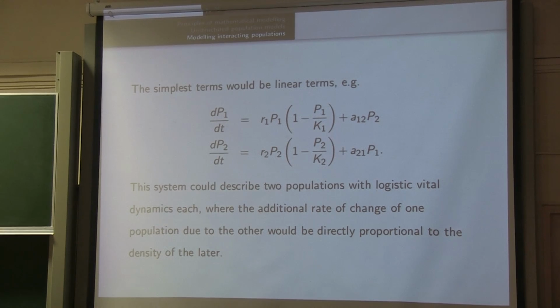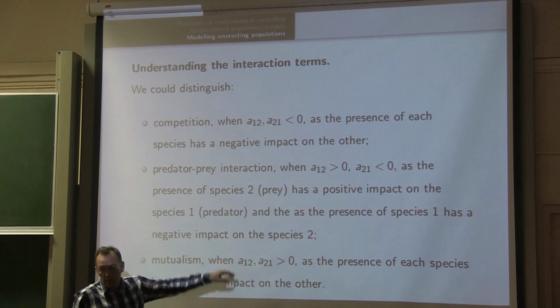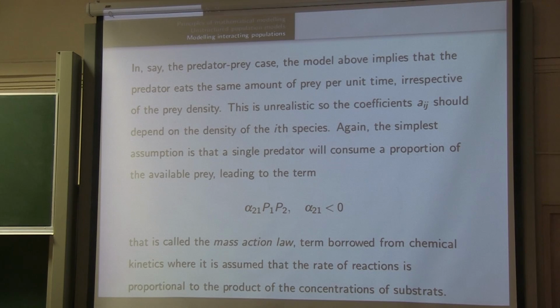And then we have the so-called mutualistic relation, when each species benefits from the presence of the other, for example, symbiosis. So these are the typical basic classification of equations like that. And let us, for a moment, focus on the predator-prey case.